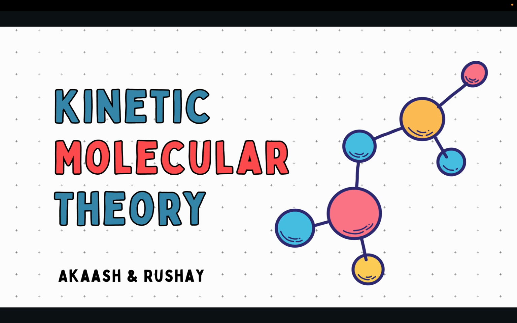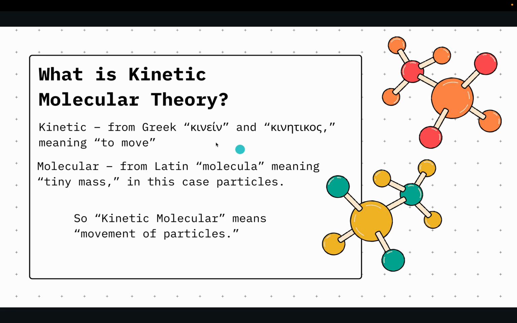Today we're going to be looking at the kinetic molecular theory. So what is the kinetic molecular theory? Well, kinetic comes from these two Greek words, both having to deal with movement. Molecular comes from Latin molecula, meaning tiny mass, which means particles in this case. So putting those words together, kinetic molecular means movement of particles. So the kinetic molecular theory is a theory that deals with the movement of particles.